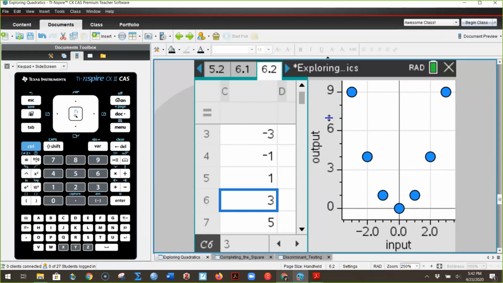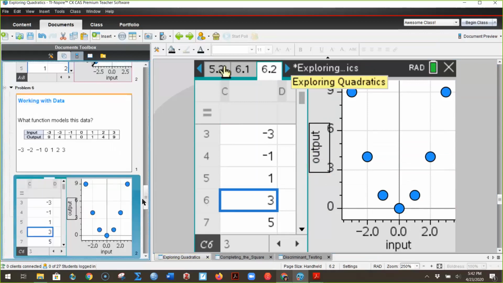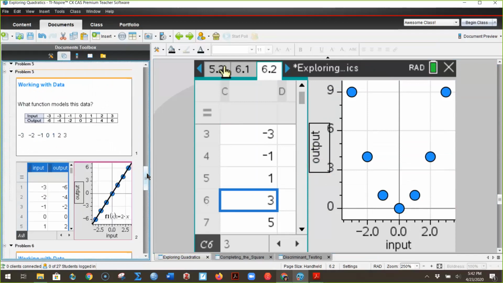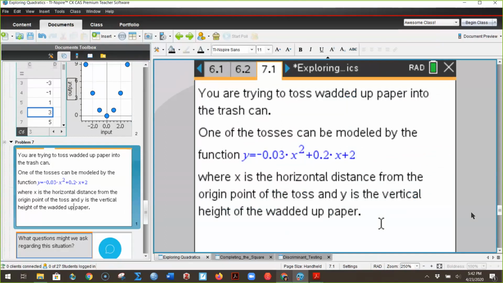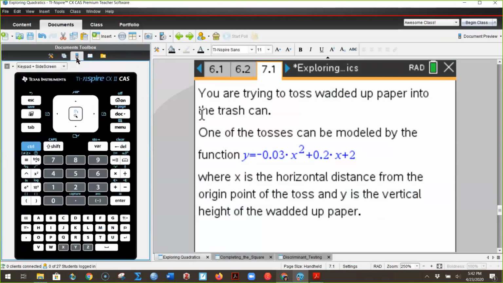So, all right. Let's go back to where I'm at. So we've worked with data. We've done 2 activities here. And so now we're going to get into an applied setting. Okay. Now, I'm a math teacher. This is really a fake situation here that is really bad, but there it is. So we're going to toss wadded up pieces of paper into a trash can. Okay, this would never happen in my classroom, by the way.